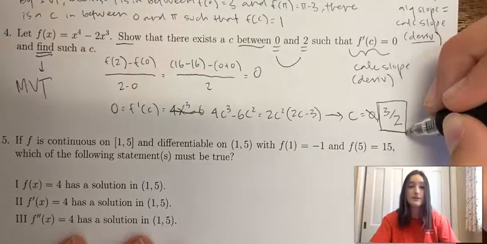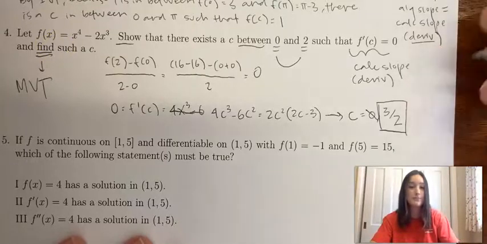So remember, MVT is basically just setting calculus slope equal to algebra slope and making sure that they equal each other. And then if it asks you to find a c, you're going to use your function and set it equal to that algebra slope to find the c. So in this case, we've got 3/2.